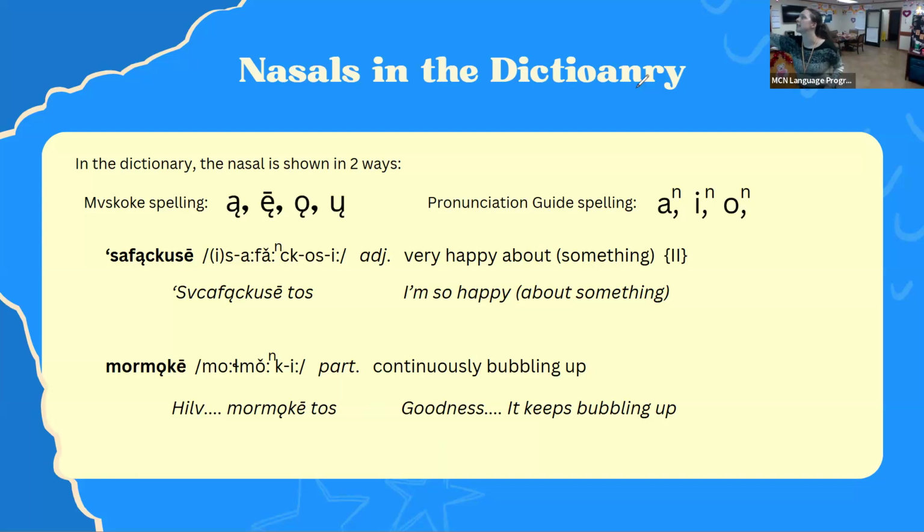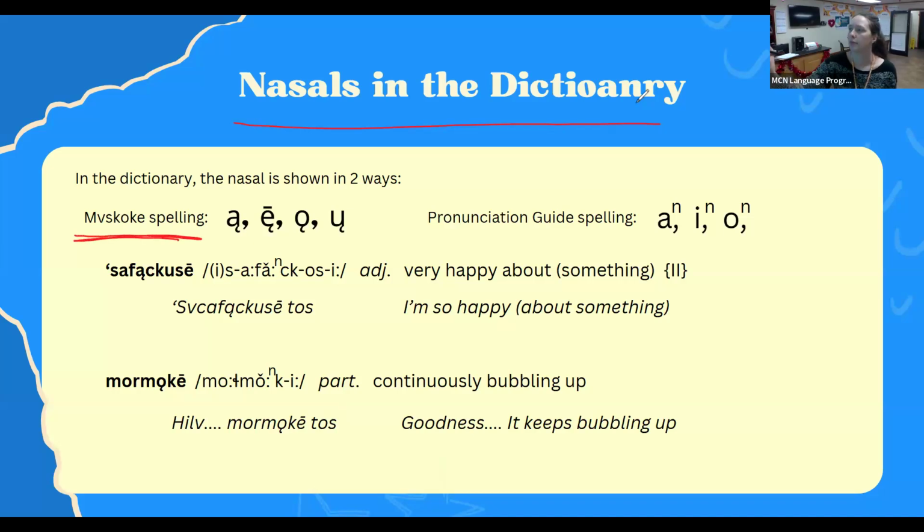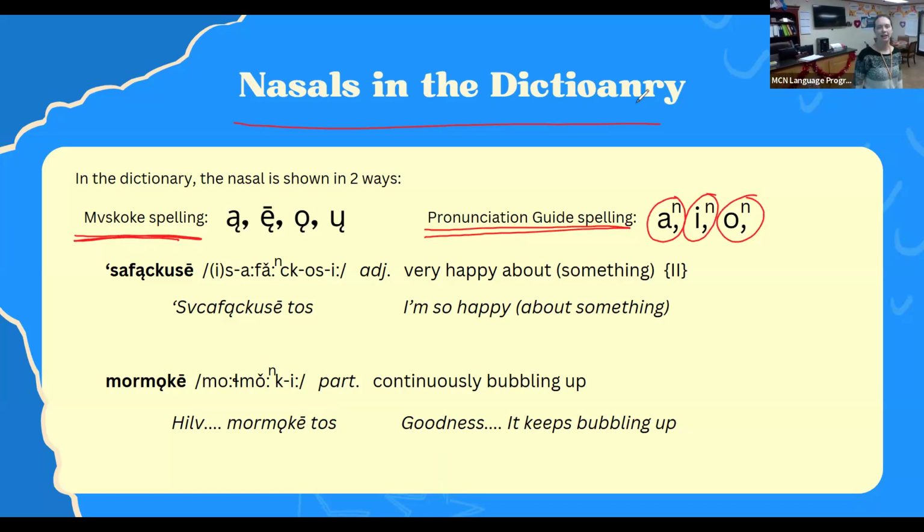Okay, so nasals in the dictionary. There's two ways that nasals are written in the dictionary. Either in the Mvskoke spelling, and it has that little tail on all of them, right? Or sometimes it's not shown in the Mvskoke spelling, sometimes it's in both. But in the guide, it's shown with this tiny N next to it. And that's even if it has the colon after it, if that tiny N's there, it's in your nose. Just remember, N is in your nose.